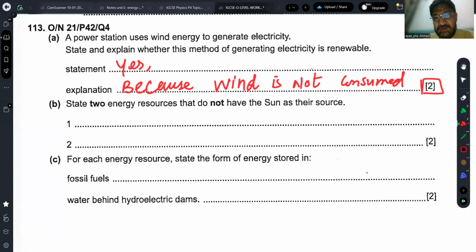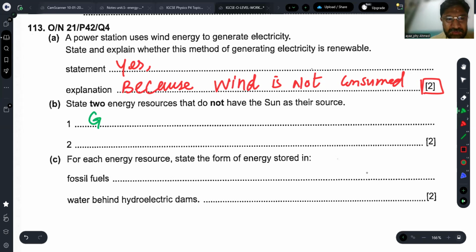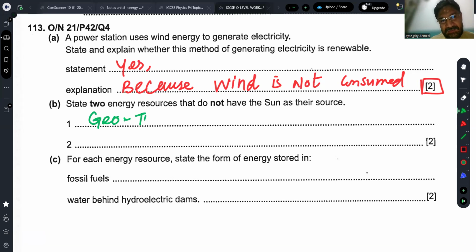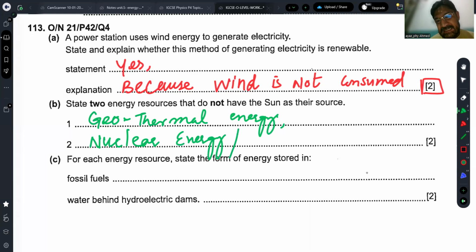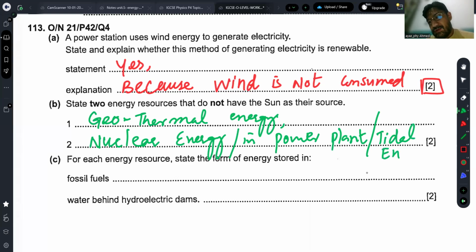Secondly, state two energy resources that do not have sun in their resources. In my notes, I told you typically that this is the question asked to you. You have to mention two resources in which sun is not directly involved. So, what are those two resources? One of them, I mentioned, is geothermal energy. Secondly, you can use nuclear energy in power plants. Or the third option is tidal energy. So if you have gone through my notes or the previous video, it will help you to identify these.